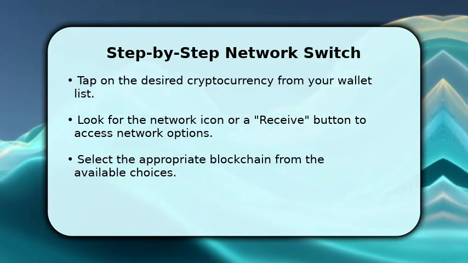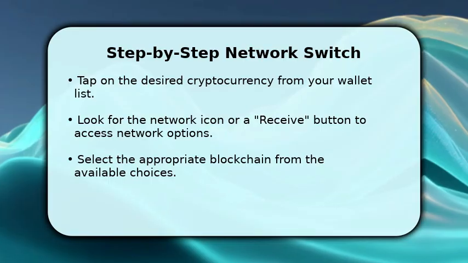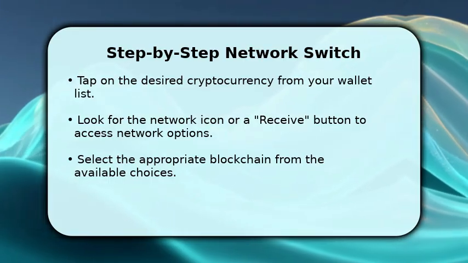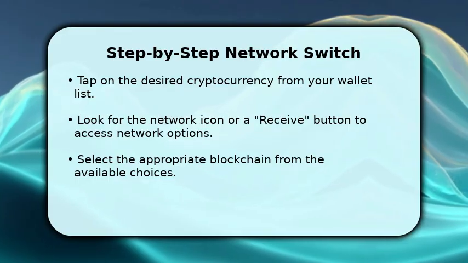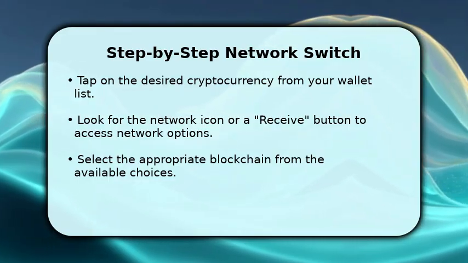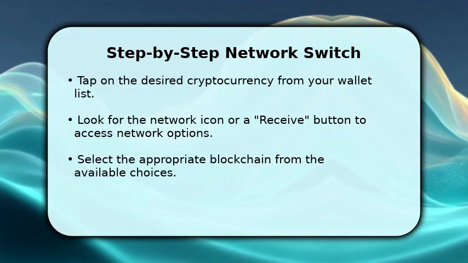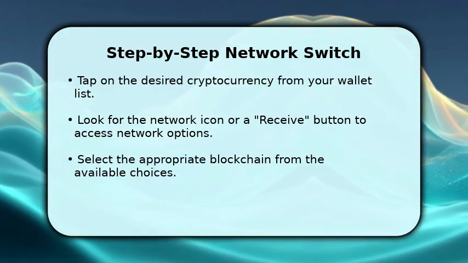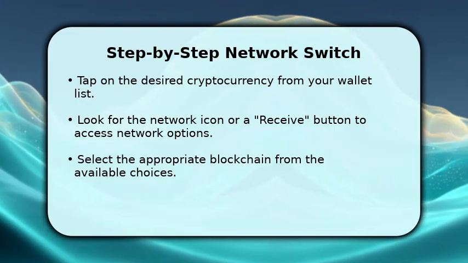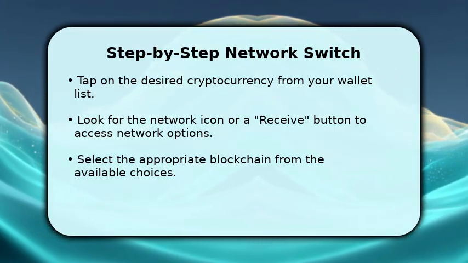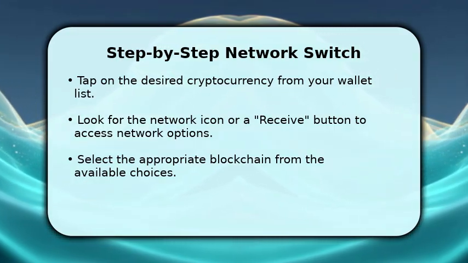For many tokens, especially those on multiple chains like Binance Smart Chain or Ethereum, the network selection happens automatically when you choose the token. However, for some, you might need to manually select the network from a drop-down or settings menu. Always double-check the chosen network before confirming any transaction to avoid errors.